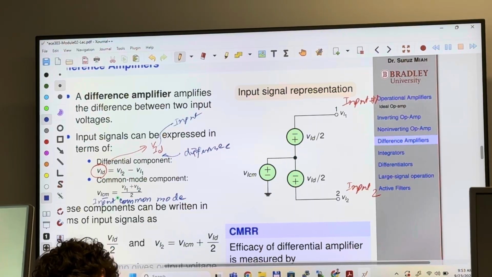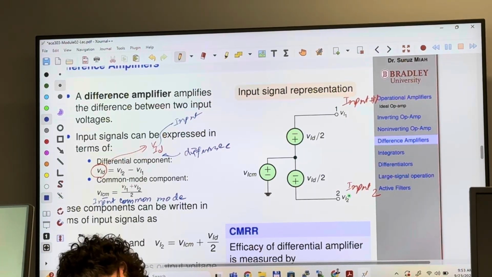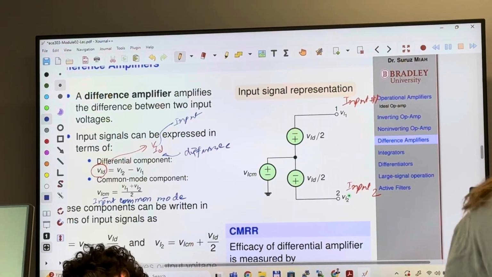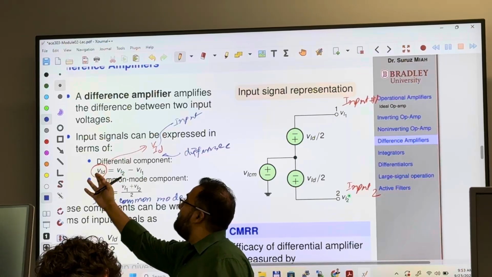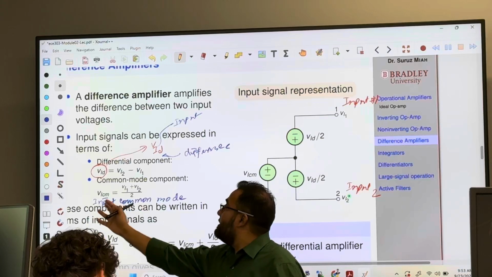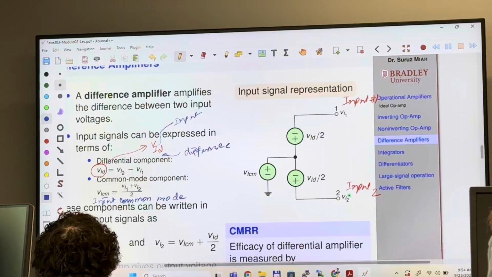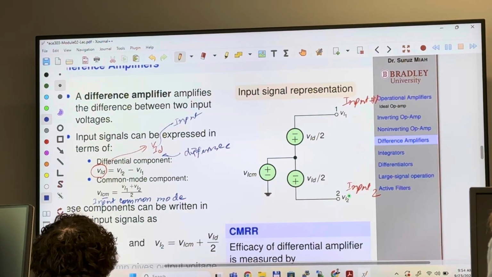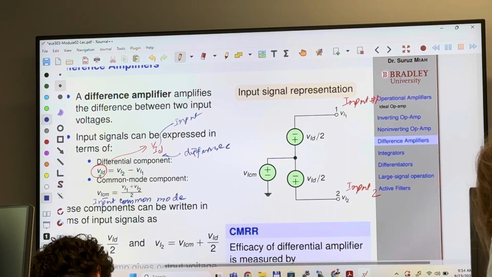So the main idea here is that these two input signals that are coming from sensors, for example, can be represented in terms of two components. One is called differential component, VID, V input difference, which is the difference between these two inputs, and VICM, V input common mode. I is coming from input, and CM is common mode. So these two inputs can be written in terms of these two components.